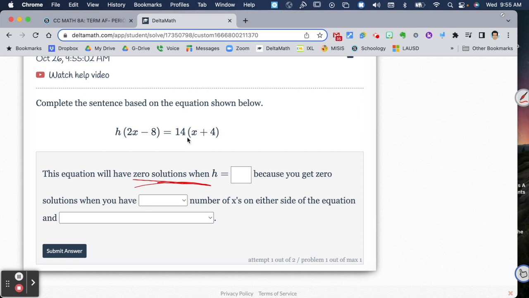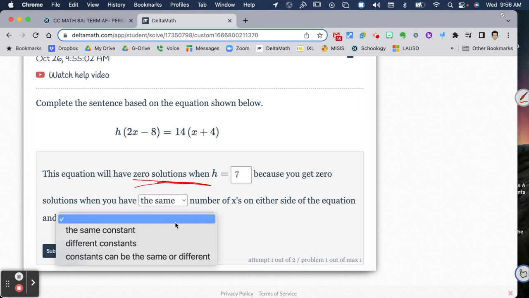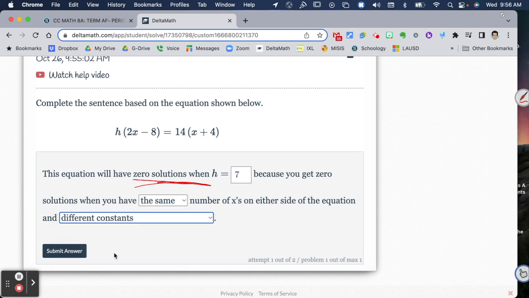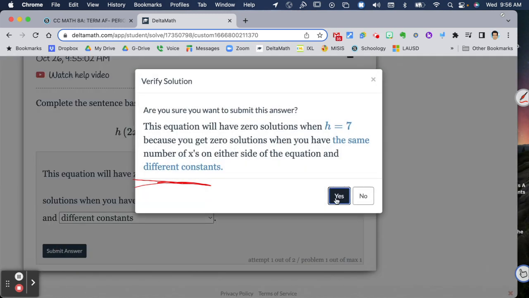Well, here if I distribute, I get 14x. So what do I need to make 7 so I get 14x also? 7. You said 7. Let's do it. 14 here, 7 there, because then I'd have 14x again. 7 here, and then how about our number of x's? The same or different? Same. And then the constants have to be different. There you go.